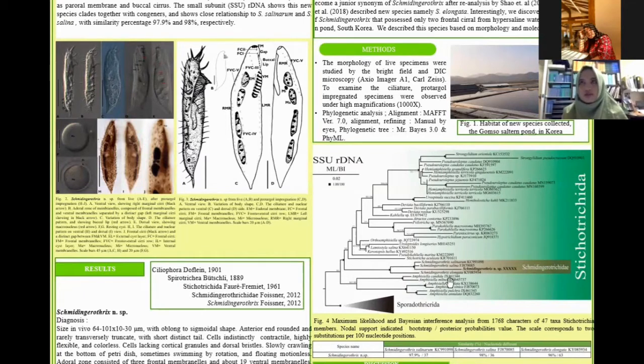And then the next reason why polytomy occurs can be multiple simultaneous divergence events that can lead to rapid speciation, especially in these 3 members of the Schmidingerothrix genus.